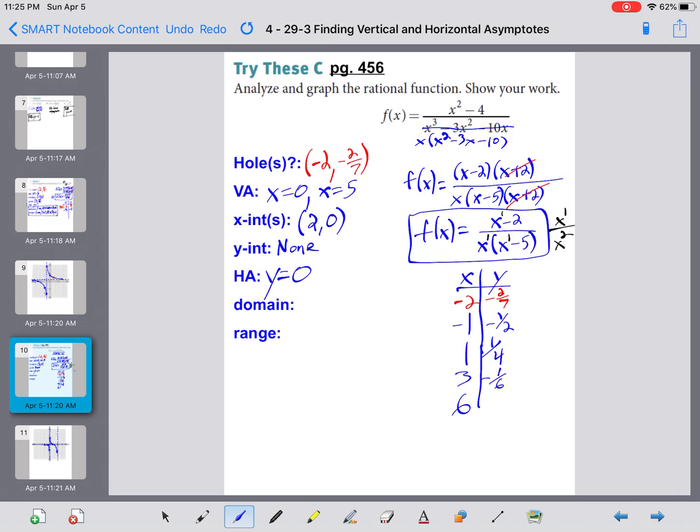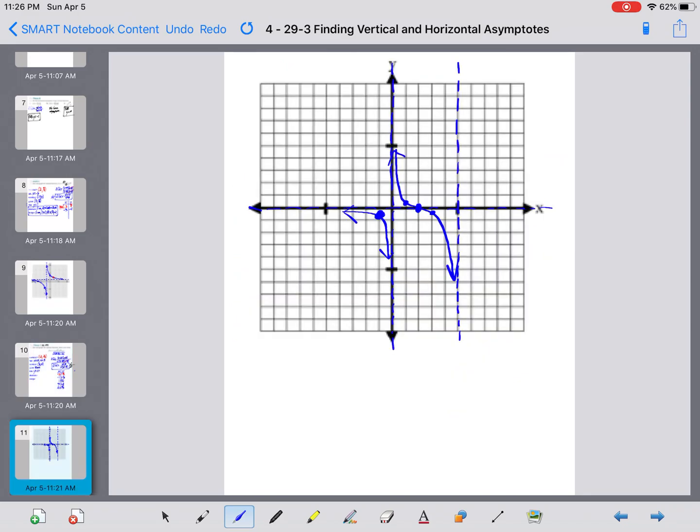Okay, so if I plug in 6, let's see what we get. I get 4 up top, I get a 6 out front, and I get 6 minus 5, which is 1, so I get 4/6, which reduces to 2/3. All right, is that right? 4, 6, yeah, 4/3. All right, or I'm sorry, 2/3. So let's graph that. 6, 2/3. 6 and 2/3 is right up here.